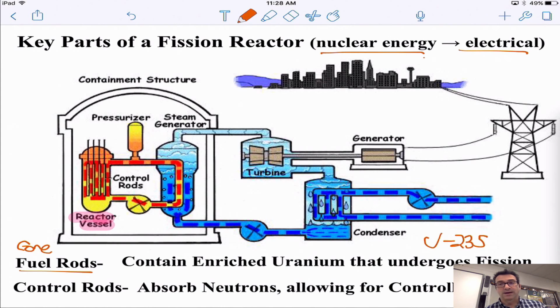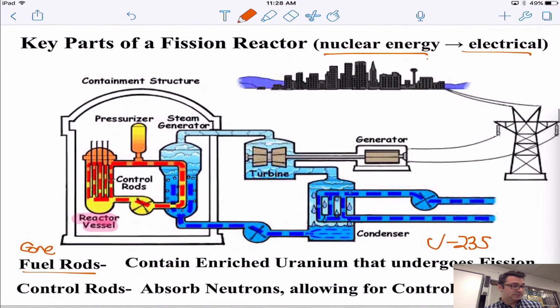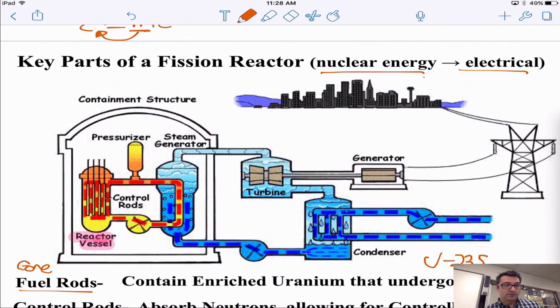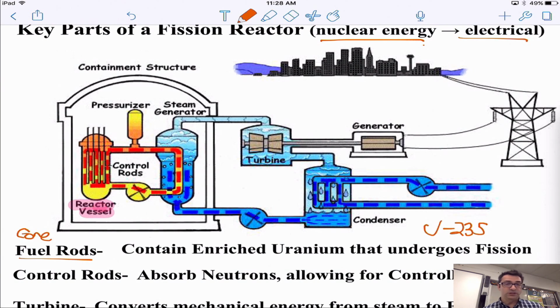So when people talk about uranium enrichment programs and nuclear programs, the United States is concerned that other nations are going to be enriching uranium for a weapon. Now back to this fission reactor though. We have the fuel rods. That's what is going to be undergoing the fission, uranium-235.